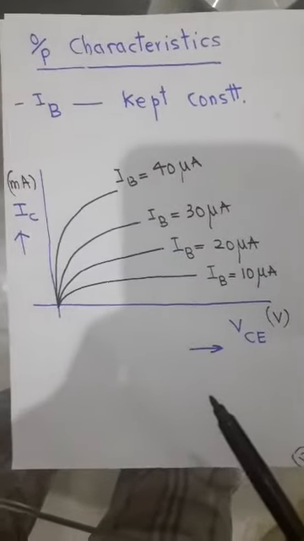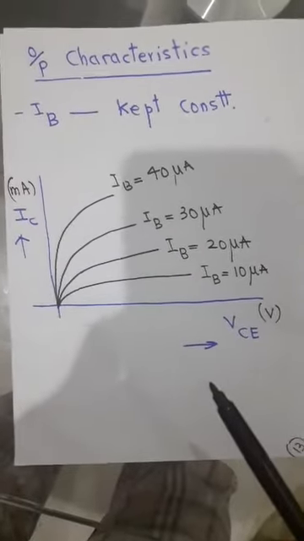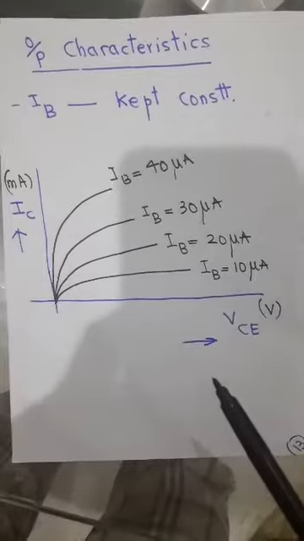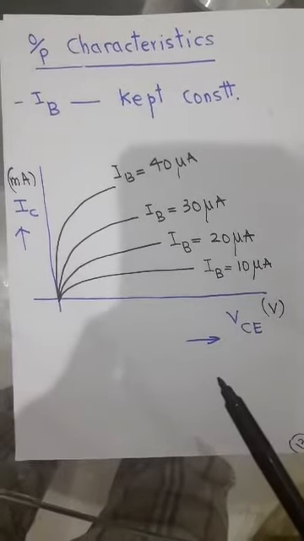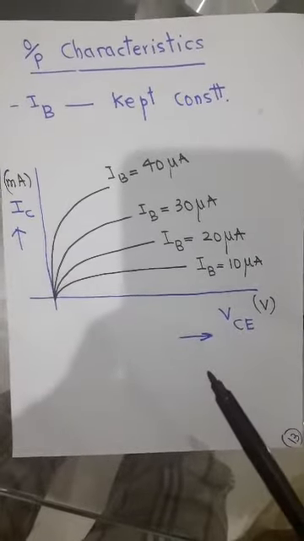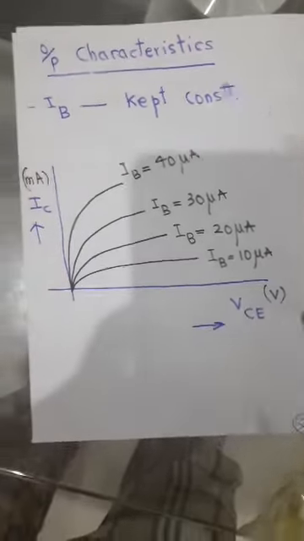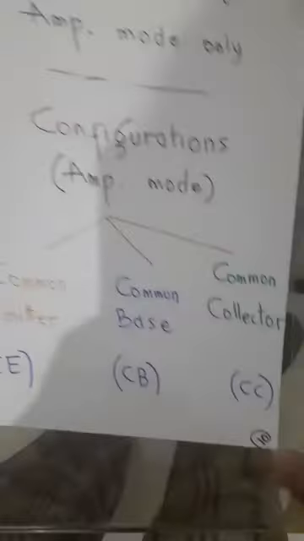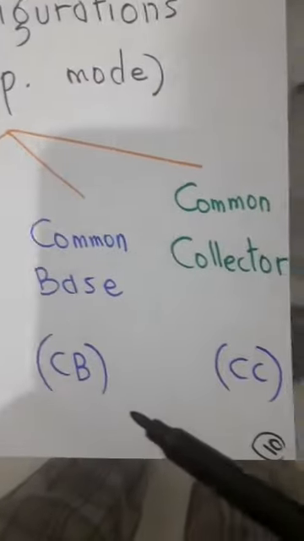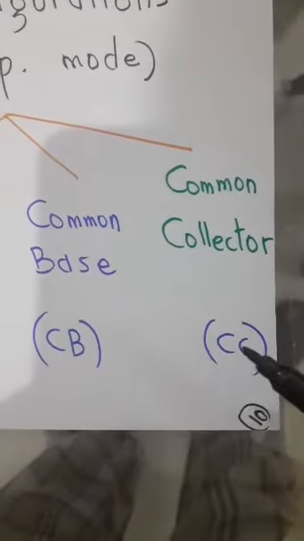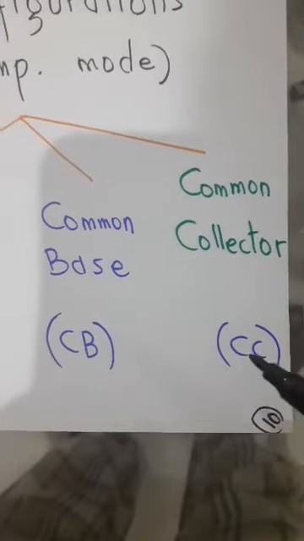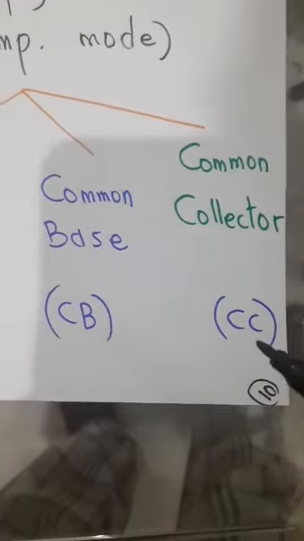In the lectures to come, we will study different biasing techniques for BJT, and we will skip common base and common collector configurations. These two configurations will be given as homework.